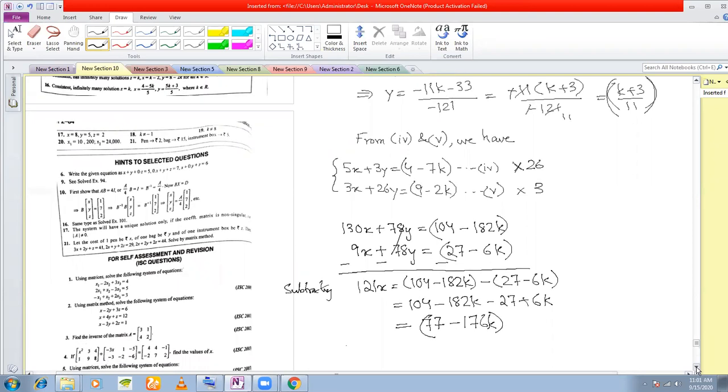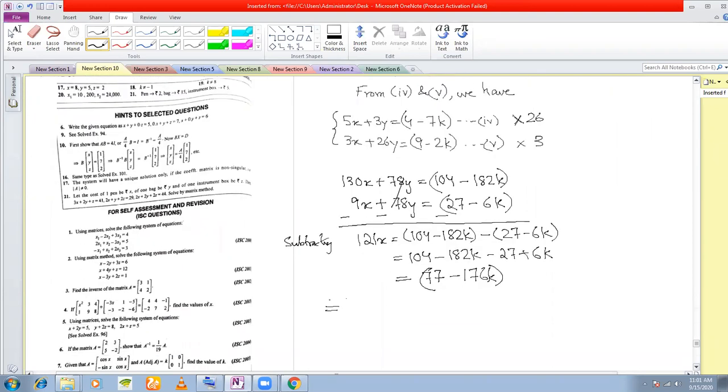Okay, so therefore, what is x? x is 77 minus 176k divided by 121. Now from these two, you can take 11 out, 11s are common. 7 minus 16k divided by 121. So this again cancels with 11. You simply get the value of x as 7 minus 16k by 11.